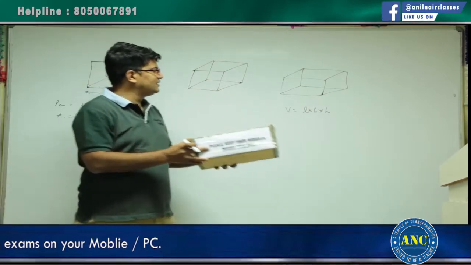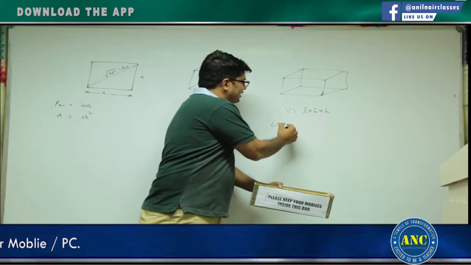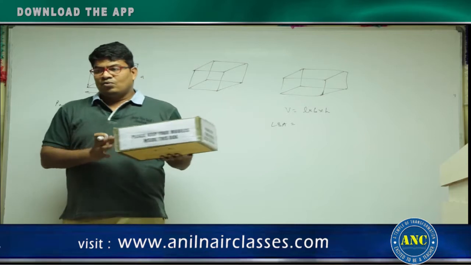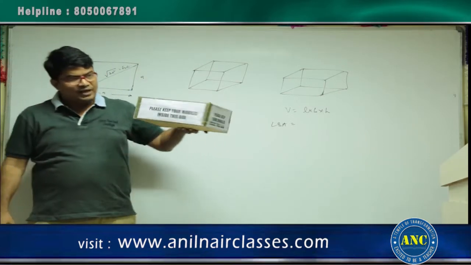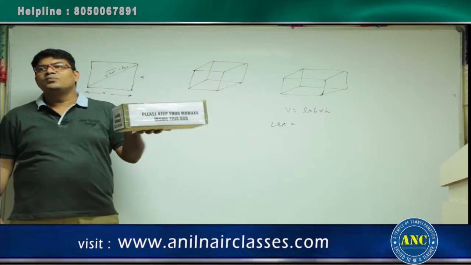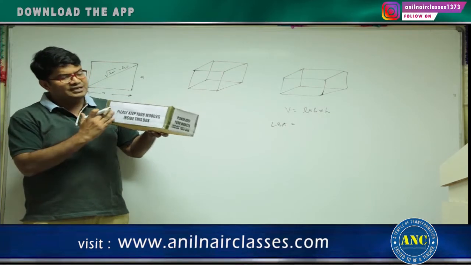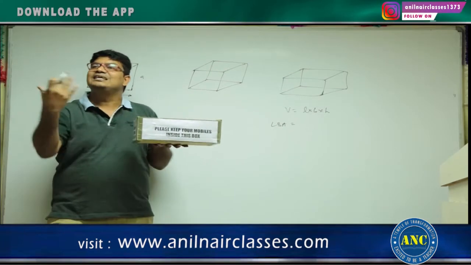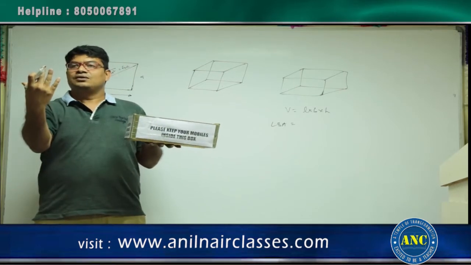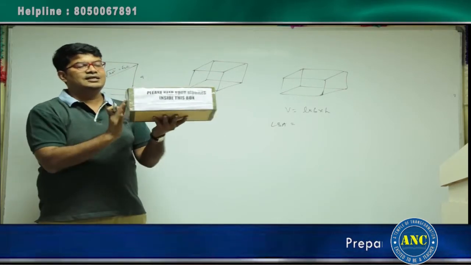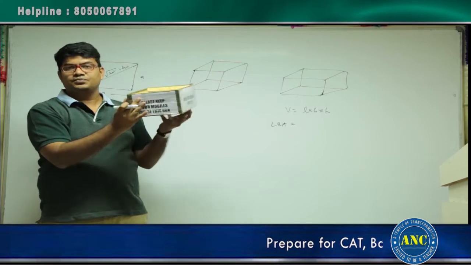If you think like that, you will remember everything. Now let's understand what is called lateral surface area. What is lateral surface area? Whenever anyone asks you the lateral surface area of any solid body, lateral surface area is nothing but the surface area that you can see laterally like this. If you see it like this, this area is called lateral surface area.